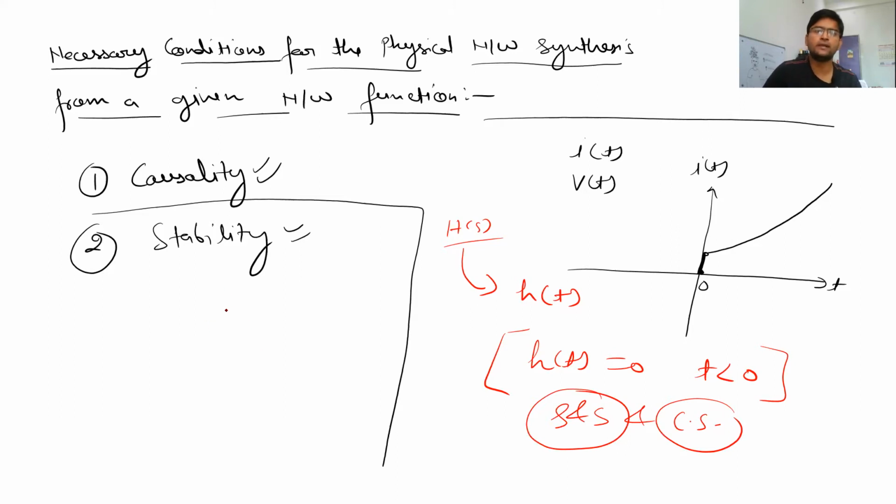Now coming to stability, let me tell you, if H(s) is given as 1 upon s plus a. Let me go to the second page. You have a system function as 1 upon s plus a. Can you tell me what will be the inverse Laplace transform of this function? We already discussed it initially in the Laplace transform. It will be equal to e to the power minus at times u(t). u(t) is the unit step function that ensures your signal starts from t equal to 0.